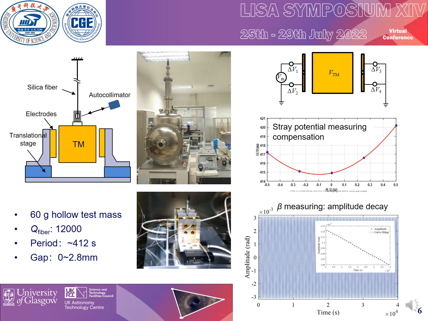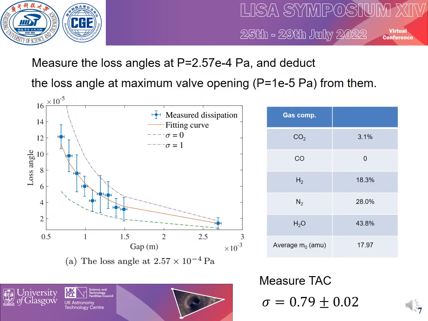In order to avoid the electrostatic effects on the test mass, the stray potentials of the electrodes were measured and compensated precisely. Finally, the damping coefficient or the loss angle of the pendulum can be obtained by measuring the amplitude decay of the twist oscillation. We should notice that the measured loss angle is the total dissipation of the pendulum, which contains both the structural dissipation and the Brownian dissipation. So the loss angle measured when the pressure reaches the ultimate pressure of the chamber should be deducted from them.